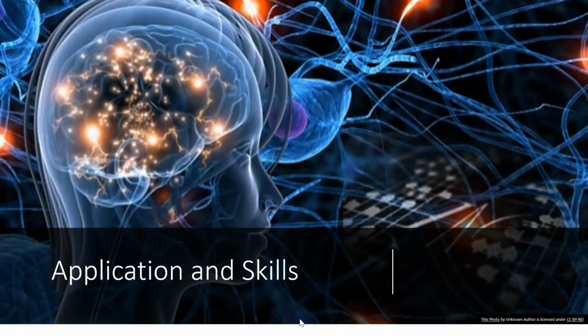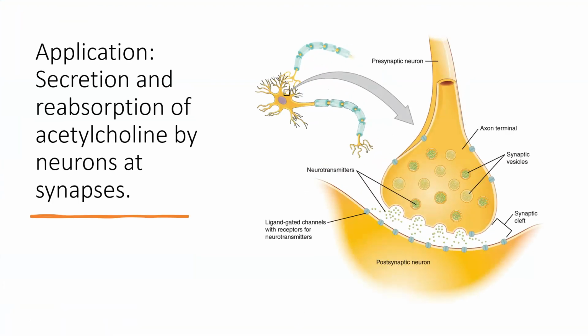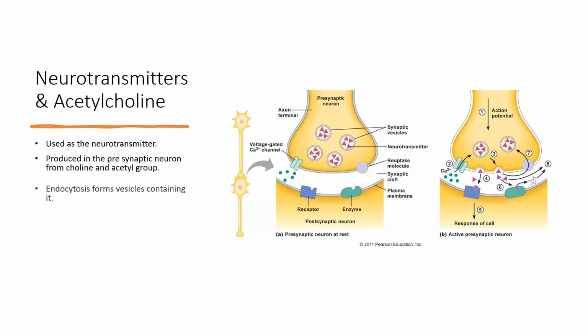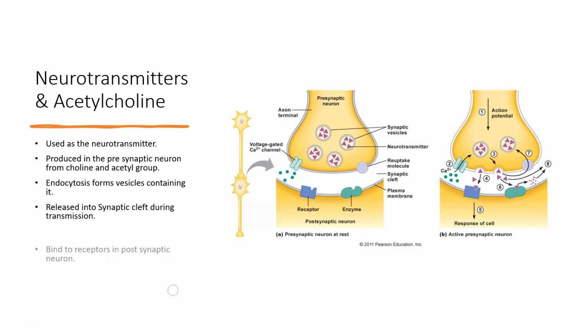Alrighty, so now let's move on to our applications and skills for this unit. Our first application is understanding the secretion and reabsorption of acetylcholine by neurons at the synapses. This is really interesting. This is looking at those neurotransmitters and this chemical called acetylcholine. Now this is used as a neurotransmitter. It's produced in the presynaptic neuron from choline and acetyl groups. Endocytosis forms vesicles that contain the chemical, and it's released into the synaptic cleft during transmission.